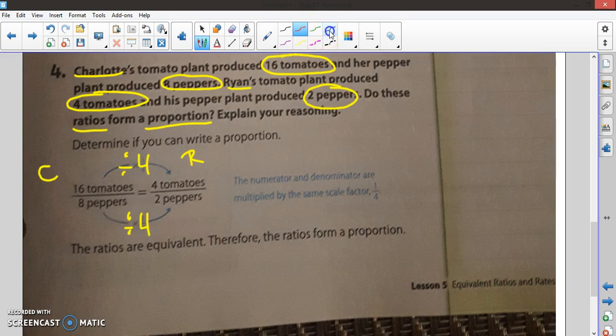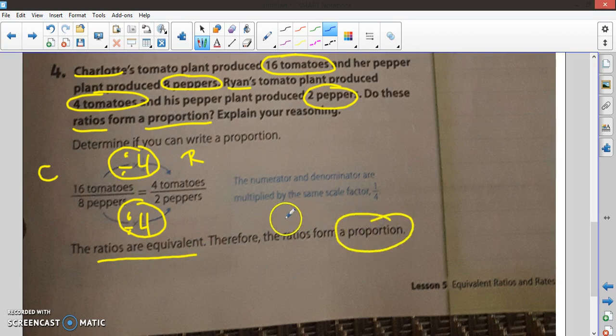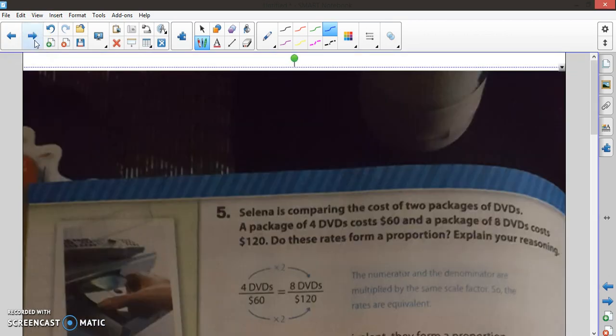So notice that this time, the factor is the same. That means that they are equal. That also means that it is a proportion, because both ratios are equal because the scale factors are equal. Okay, let's go to the next page. Let's look at this example.